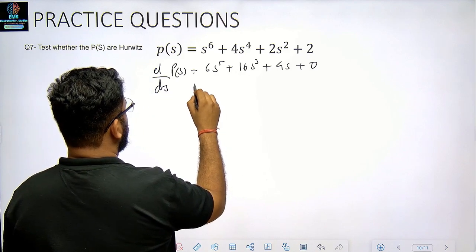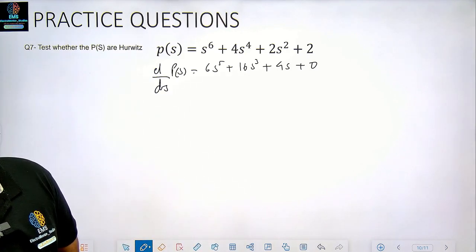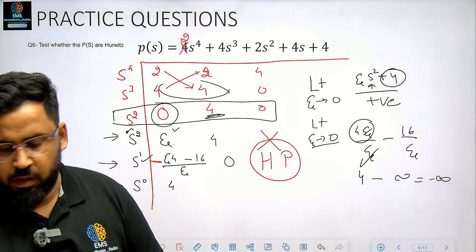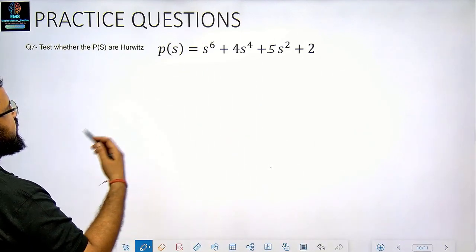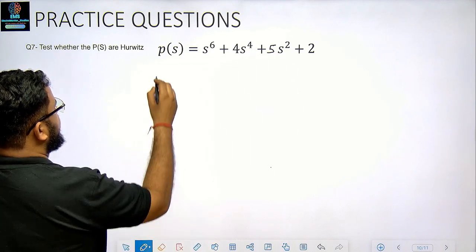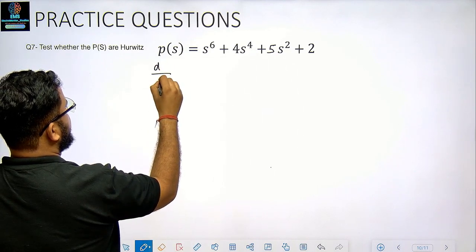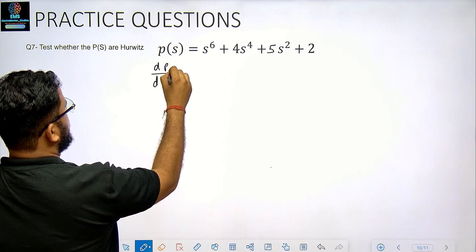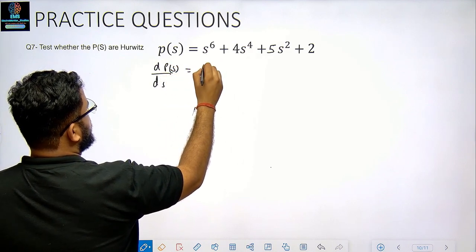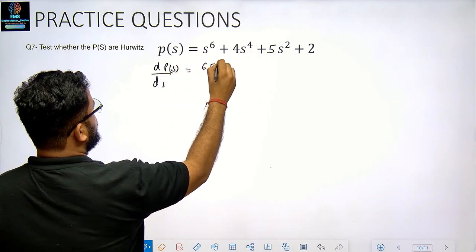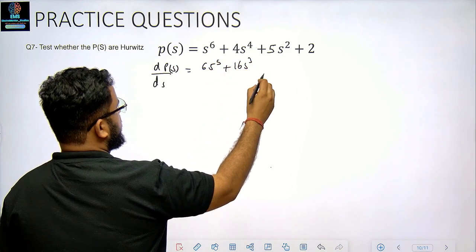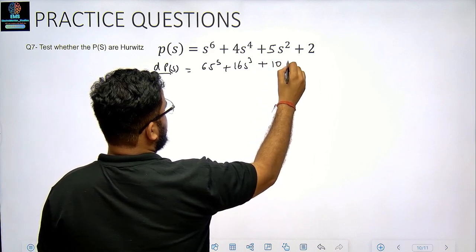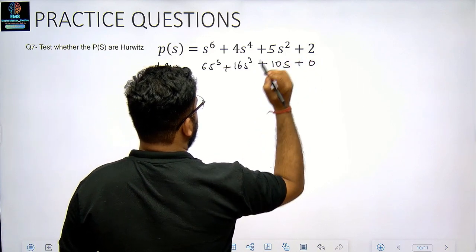Okay, moving to the next question. So we have another question where all the terms are even. So we need to calculate dP(s)/ds. This is going to be 6s^5 + 16s^3 + 10s + 0.